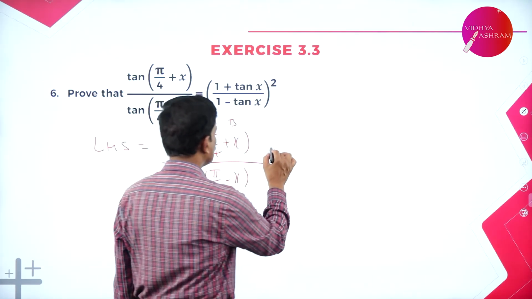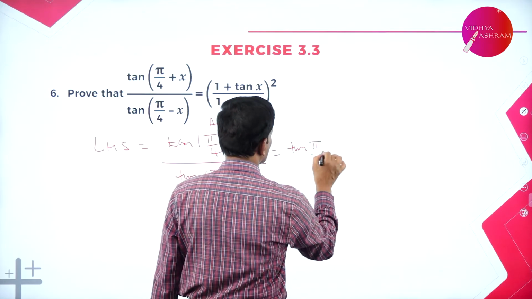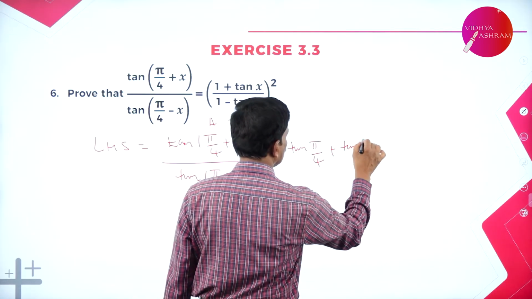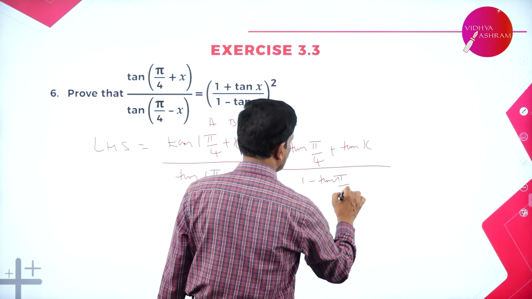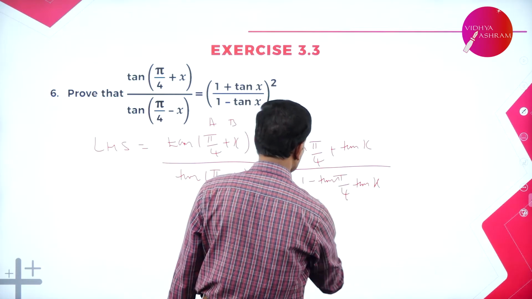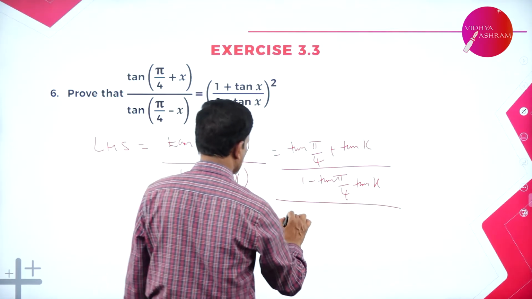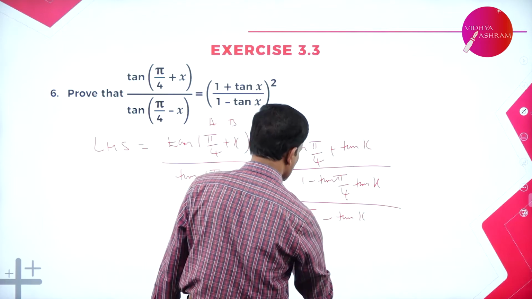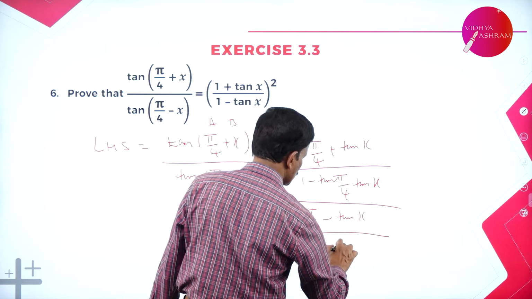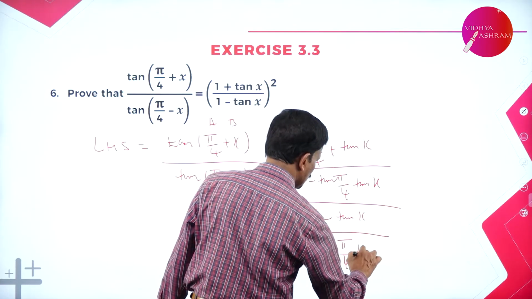So this can be written as tan pi by 4 plus tan x divided by 1 minus tan pi by 4 tan x, whole divided by, in the denominator also, tan pi by 4 minus tan x divided by 1 plus tan pi by 4 into tan x.